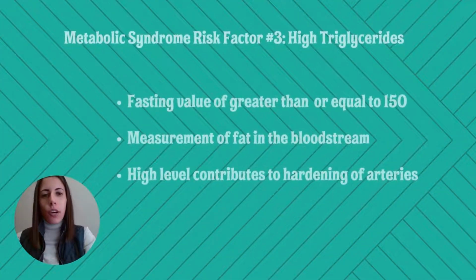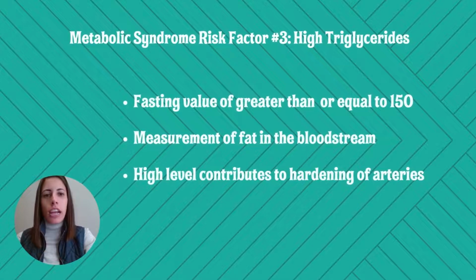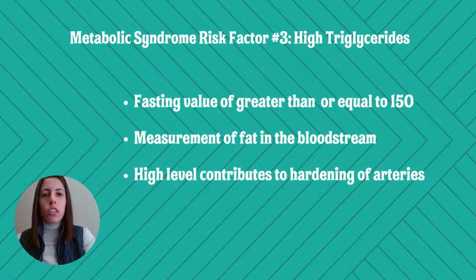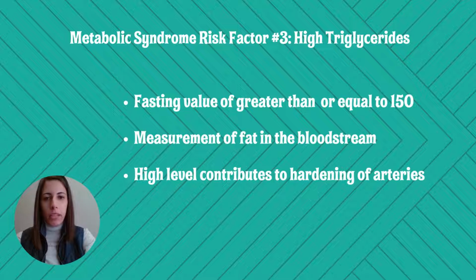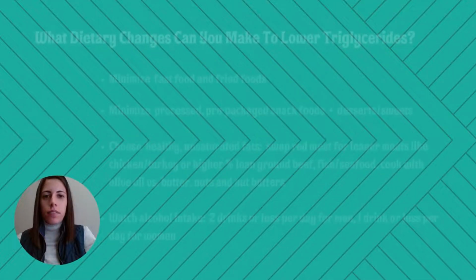All right, so moving on to our third risk factor here, high triglycerides. So fasting, if your triglycerides are greater than or equal to 150, puts you into that risk factor category for this aspect of metabolic syndrome. And triglycerides are just the measurement of fat in your bloodstream. So high levels can contribute to hardening of your arteries and just overall a negative effect on your heart health.